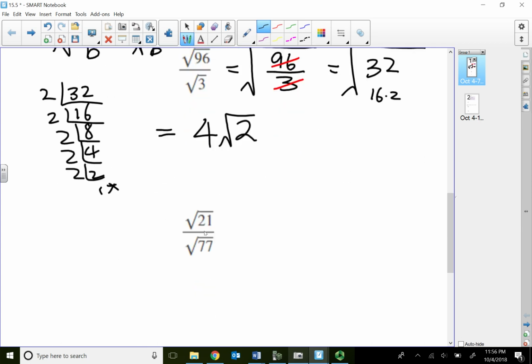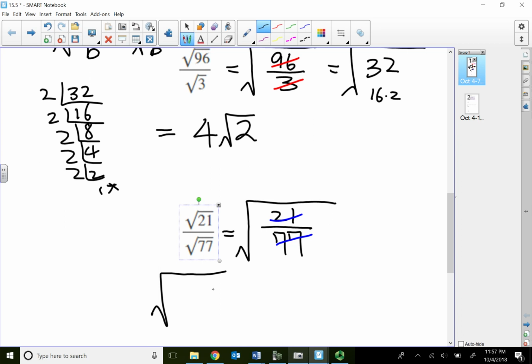All right, let's try the same thing here. Okay, I noticed that 21 and 77 can actually be reduced. So I'm going to write a big old square root. This is 21 over 77. So I can reduce them by 3. So that will give me the square root of 7 over 11.